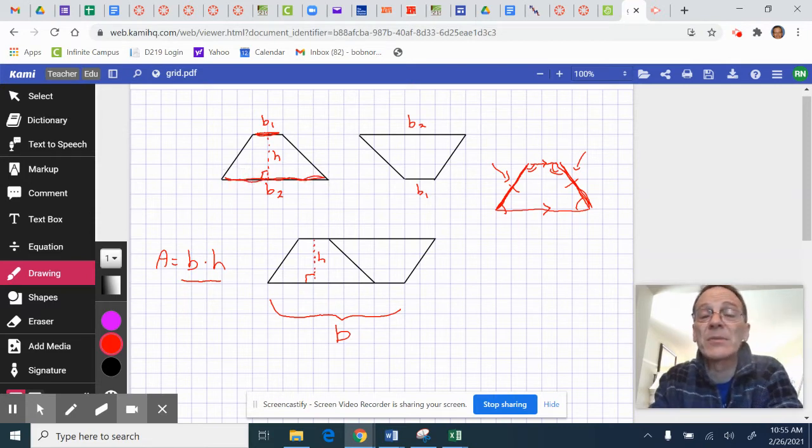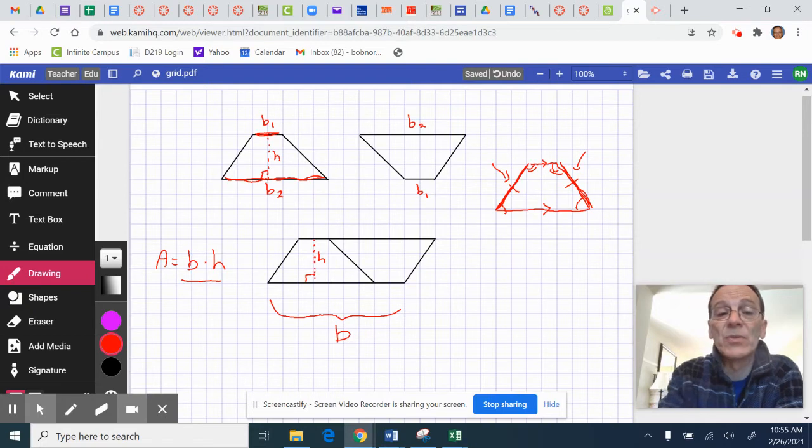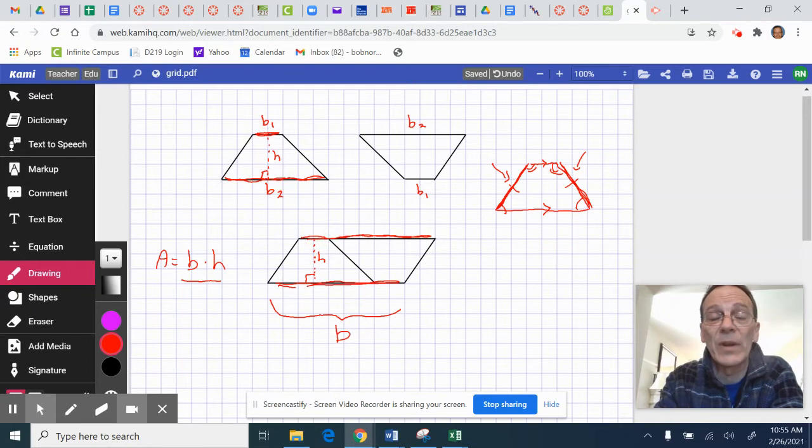In parallelograms, we don't really have a base 1 that's different from a base 2. If you take this segment down here and call it B or call it B1, this segment up here is going to be the exact same length. And so we'd also call it whatever we call the bottom.